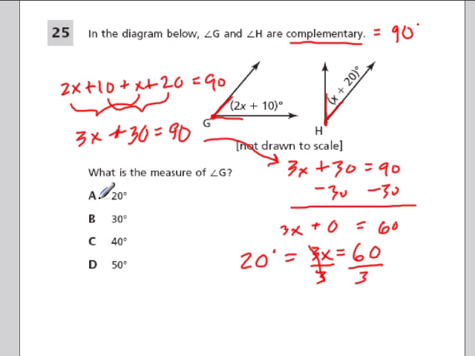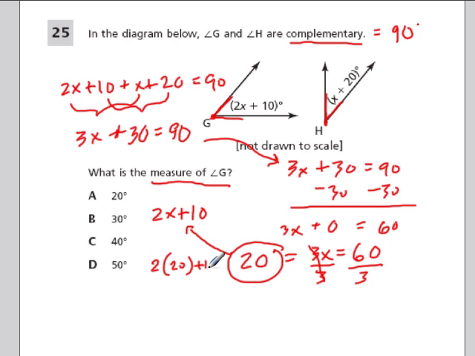So don't be tempted here to circle 20 degrees, because they want to know the measure of G. Angle G is not just x. That's what this is right here. We have x. Angle G is what? It's 2x plus 10. So we take this value and plug it into this equation, and we get 2 times 20 plus 10, which is 40 plus 10, or 50 degrees, and I get D.